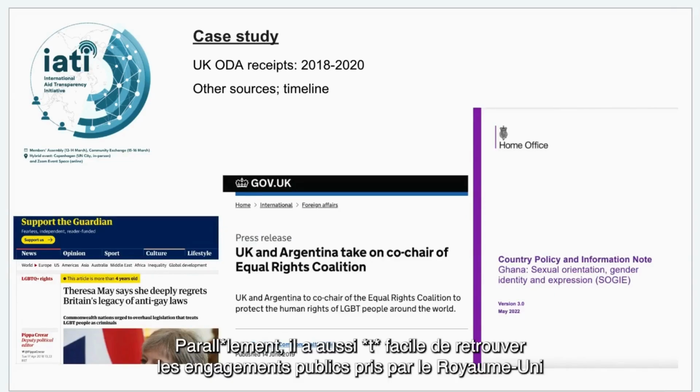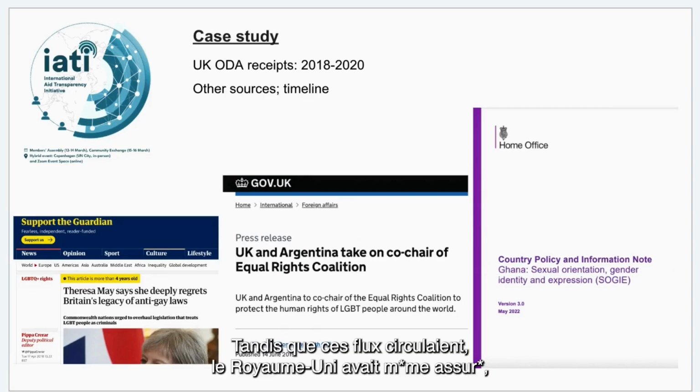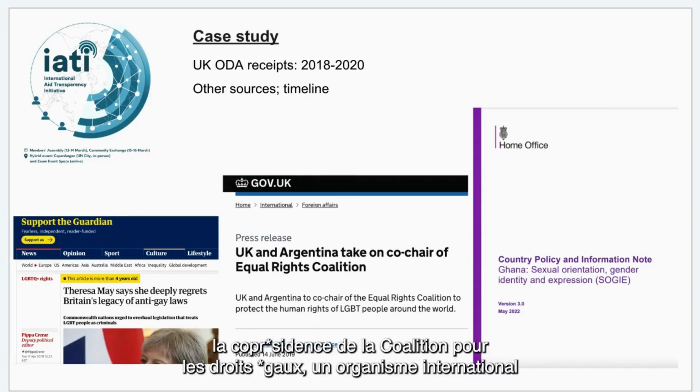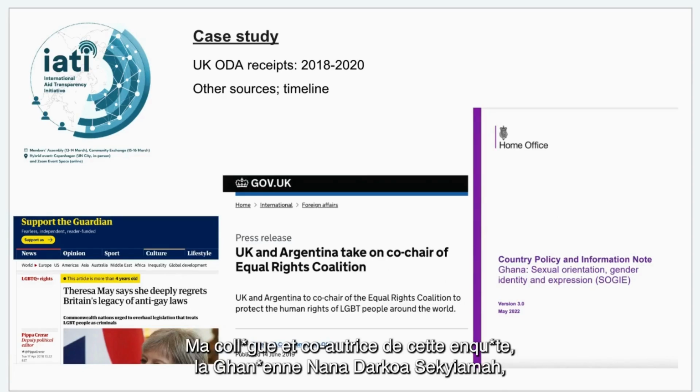Meanwhile, also easy to find was how the UK had made public commitments to LGBT rights before, during, and after these funding flows. It had even become, in the middle of these flows, co-chair of the International Equal Rights Coalition, which exists to, quote, protect the human rights of LGBT people around the world.